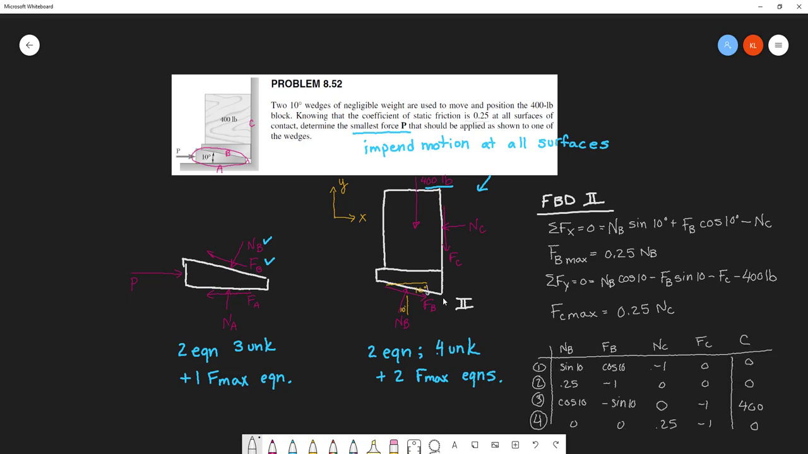Through the magic of time, I've written these 4 equations into a matrix down here. 4 equations, 4 unknowns. So normal force times the sine of 10 plus FB cosine 10 minus NC equals 0. This one here, the max friction force, is equal to mu times N. That's been rewritten to have both sides on the same side of the equation. So 0.25 times normal force minus FB. Okay. So everything's been rewritten. I've got 4 equations, 4 unknowns.